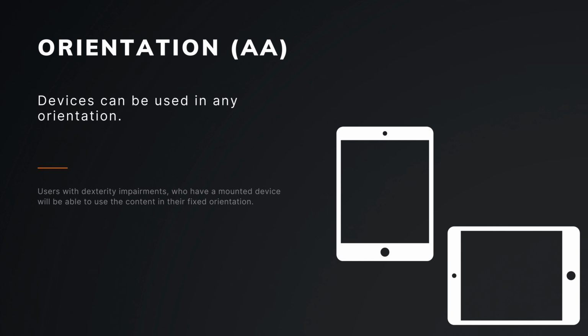Our devices like phones and tablets can be turned around and used in any direction. For AA level, we should be able to use our devices any way we like, upright or sideways, or portrait and landscape. This is really important for people who can't move their devices around easily. So some people have their devices fixed in one position. We want to make sure they can still use everything on the website.